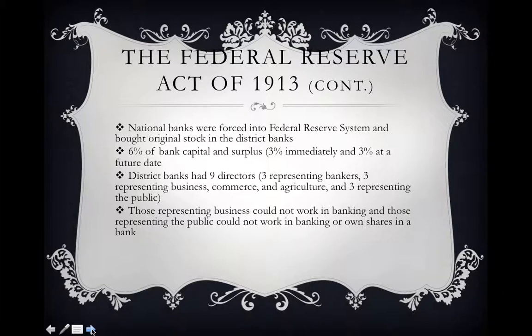National banks were forced into the Federal Reserve System, and they bought stock in the district banks. All right. And realize that this also set up the Federal Reserve System of directors, but also realize that the representation is spread out. There's 3 representatives from banking, 3 from business, commerce, and agriculture, and 3 representatives from the public.